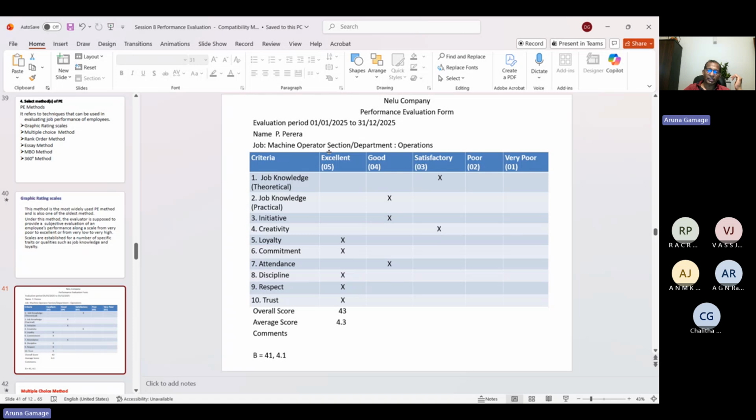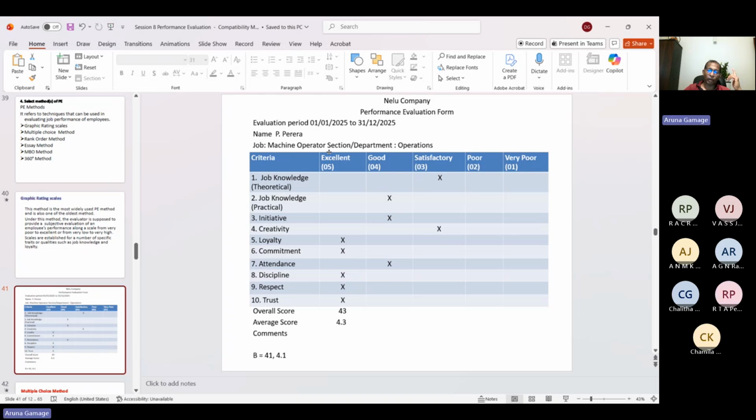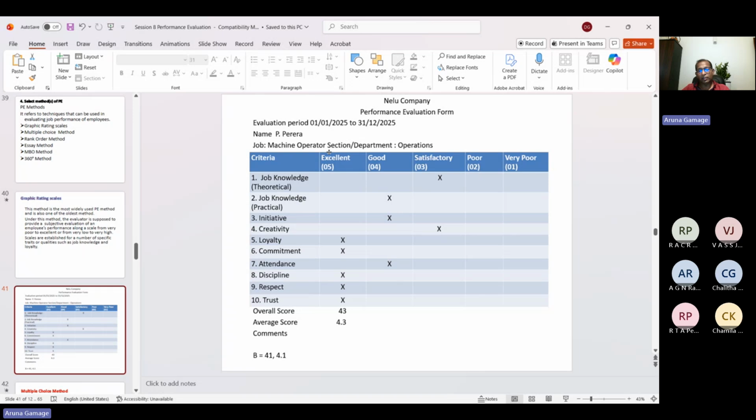You can find the average score. If you divide by the number of criteria, you can find the average. For 10 criteria, 43, the average is 4.3. So that is a good index you could calculate, right? You can use that index to compare among employees. Mr. Perera performs 43, that means 4.3.